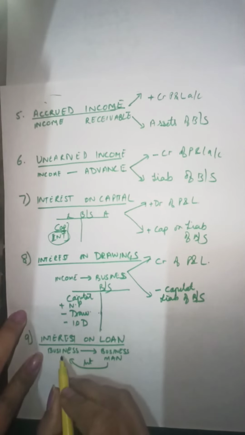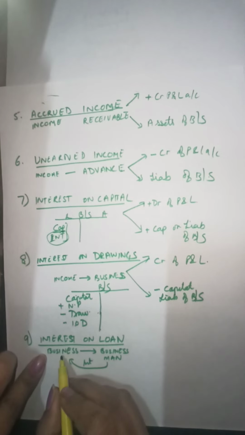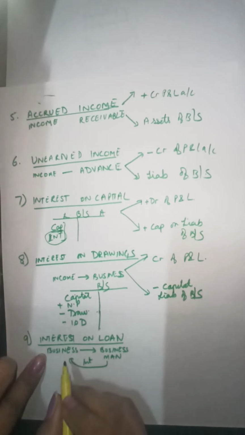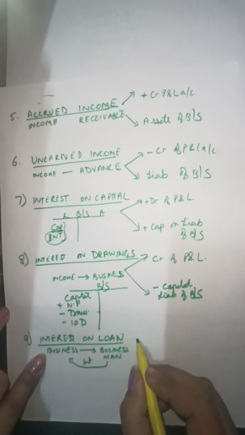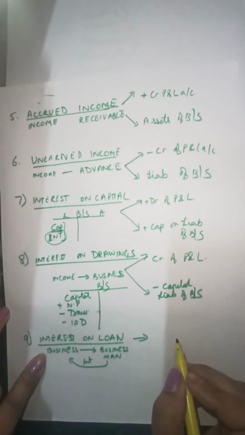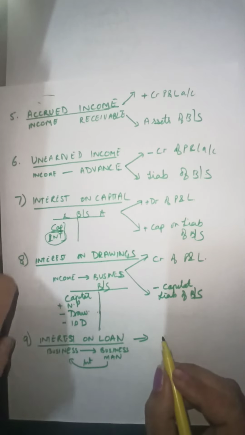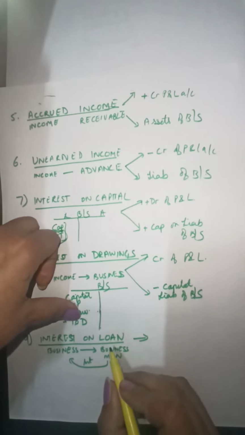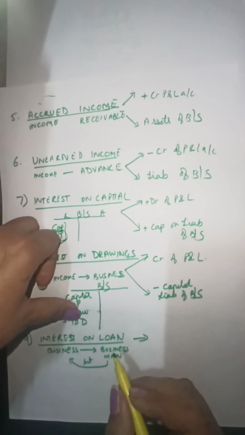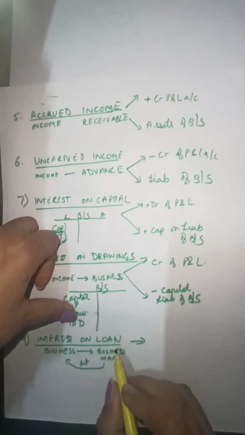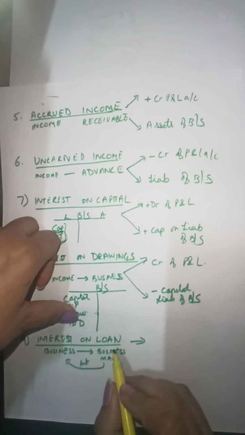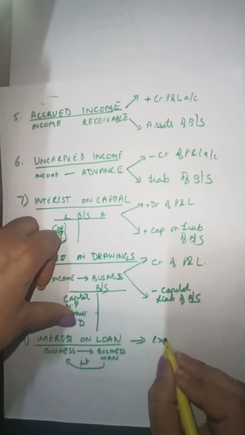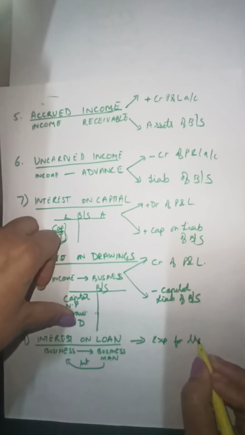So this interest on loan, in case the business has taken the loan, will be shown as an expense. Supposing the business has taken a loan, it will be shown as mortgage loan or loan from the bank at so and so percent. Interest on loan is always an expense for the business.